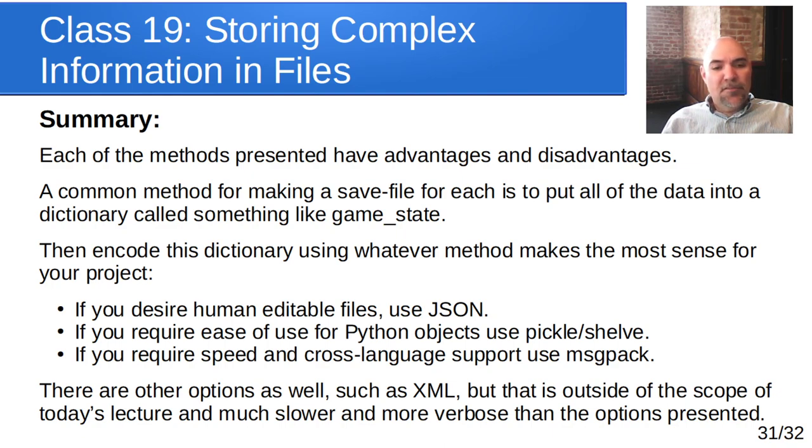If you want something that's human editable and human readable, then use JSON. If you want something that allows any Python objects and instances, then I'd suggest using Pickle and Shelve because they're really easy to use. If you don't care about human editable, human readable files, just use Pickle and Shelve. It's built into Python, easy to use. You don't have to worry about how the data is being stored. And if you want something that is high speed, compact, suitable for network transport, and also cross-language compatible, use MessagePack.